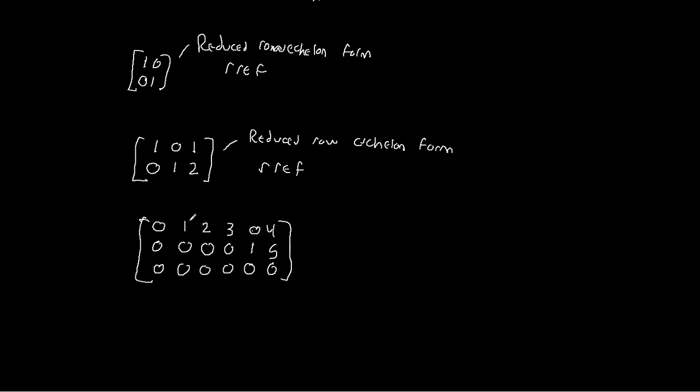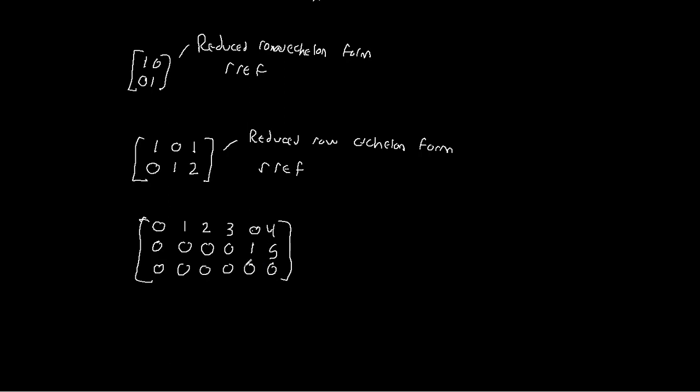Each leading 1 comes to the right of the leading ones before it. All right, so here's our first leading 1. So that means that our next leading 1 has to be to the right. In this case, it's all the way over here. It's still to the right, so we're good there. All rows of all zeros come at the bottom of the matrix, which indeed in this case we have a row of all zeros. They're down here, so we're good there.